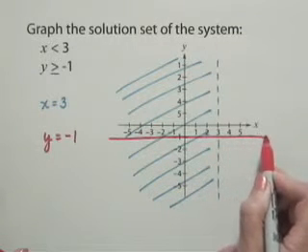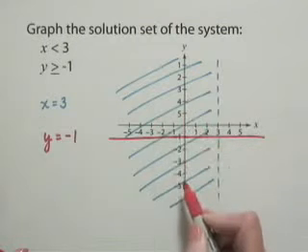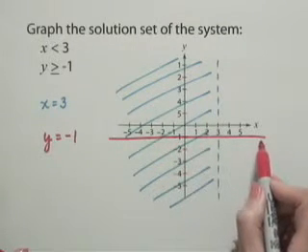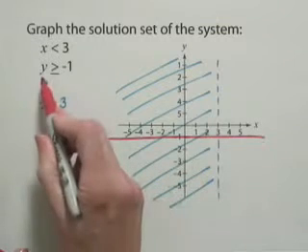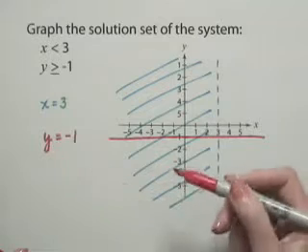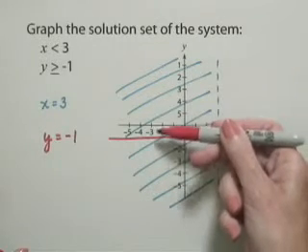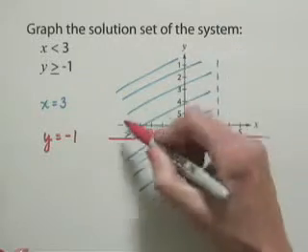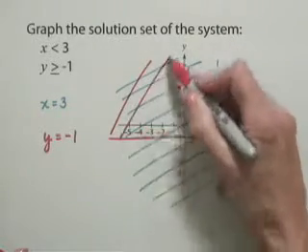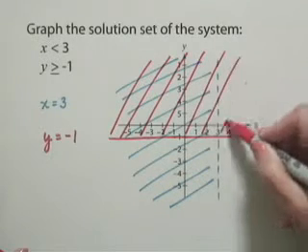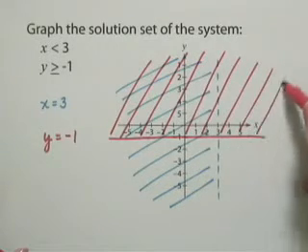And at this point, what we're doing is disregarding what we have already shaded and just concentrating on our new inequality. We notice that we want y to be greater than or equal to negative 1. Well, y values are greater than negative 1 if we shade the portion of the plane that is above that horizontal line. So we're going to shade now above the horizontal line, going all the way across.